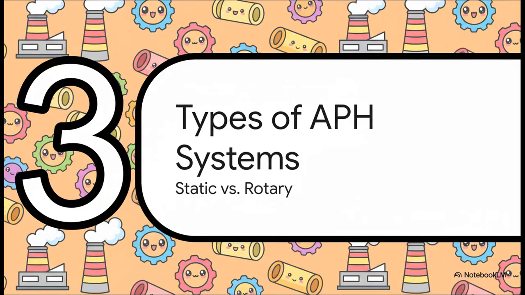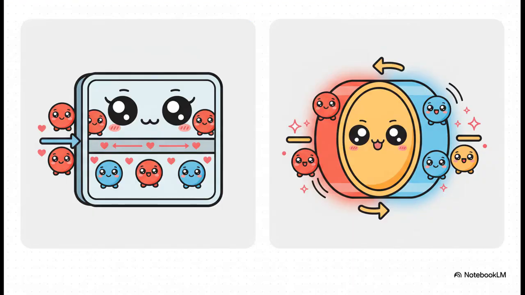Okay, so we get the process now. Let's look at the two main ways engineers have actually designed these systems to work on a massive industrial scale. The two big designs really come down to mechanics. First, you have the recuperative type. It's static, no moving parts. Think of it like a giant radiator where the air and gas streams are always kept separate by plates or tubes.